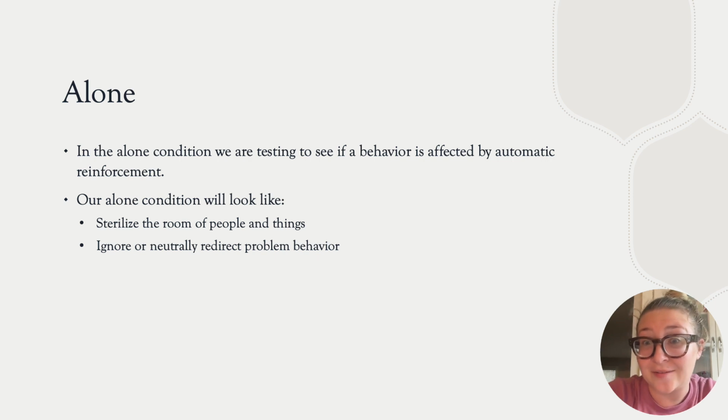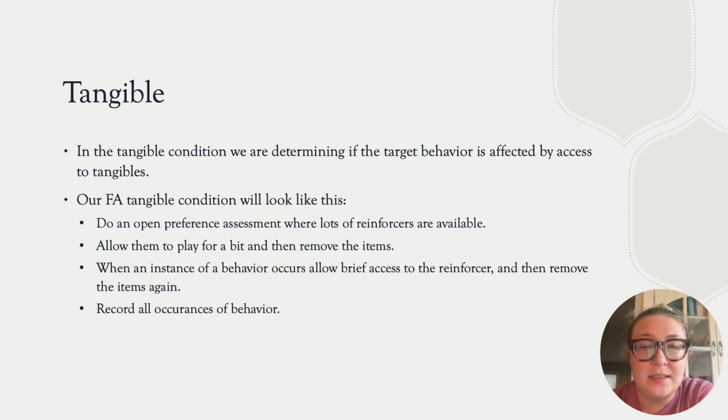attributes to automatic reinforcement. In this tangible condition, we're going to determine if the target behavior is affected by access to tangibles. So when we do so at our clinic, it is going to look like doing a preference assessment, preferably in an area where there's lots of reinforcers available. Allow that client to play with that reinforcer that they choose for a little bit.